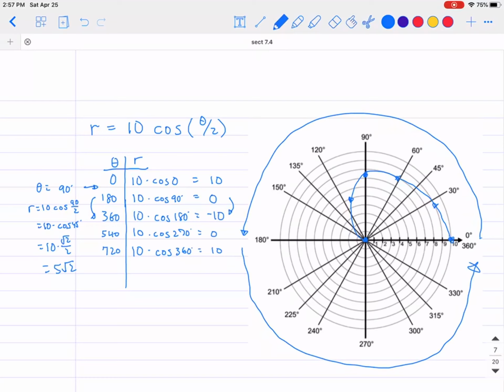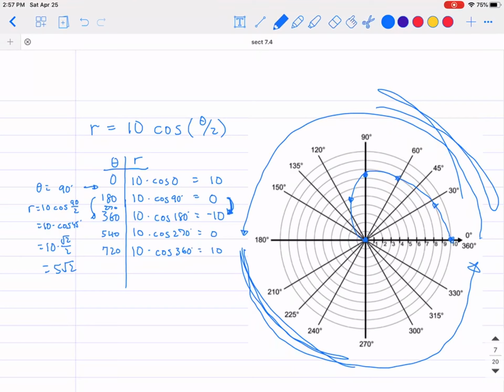Then the next part, from 180 to 360 degrees. So that now means we're going to look at quadrant 3 going all the way to quadrant 4. But what's tricky is we're not really graphing in quadrant 3 or quadrant 4 because, look, your radius is going from 0 to negative 10. So that means that we're going to graph in the opposite direction. Rather than graphing in quadrant 3, we're going to be graphing in quadrant 1 for the first part.